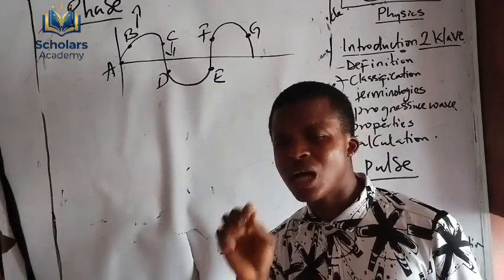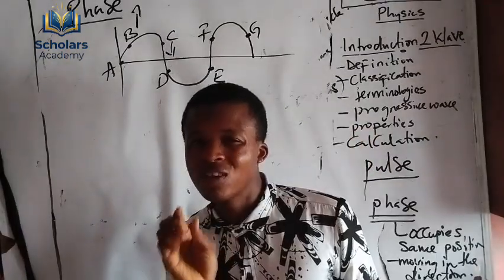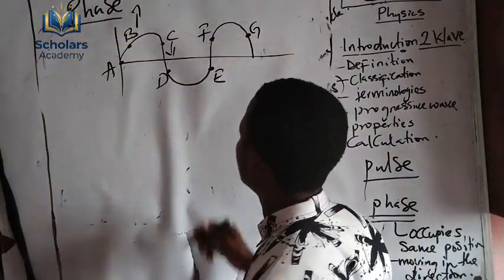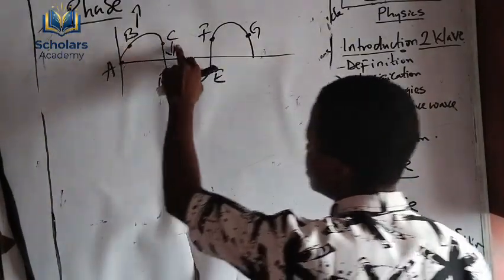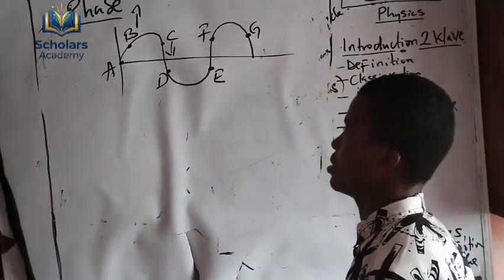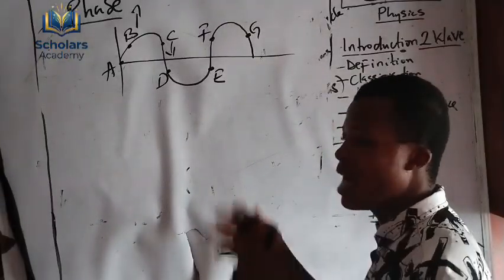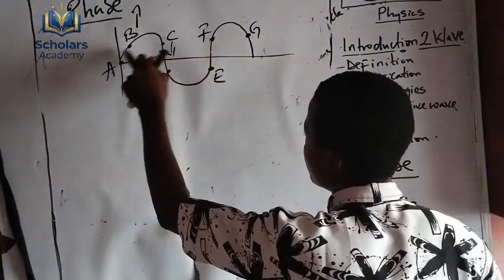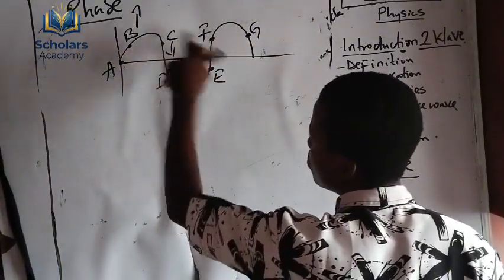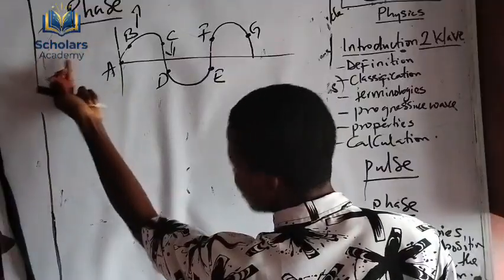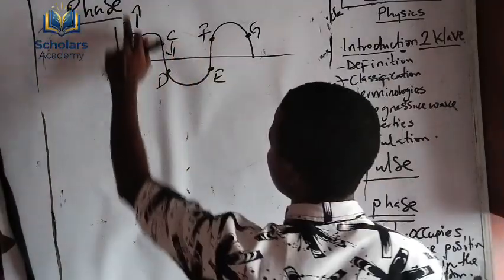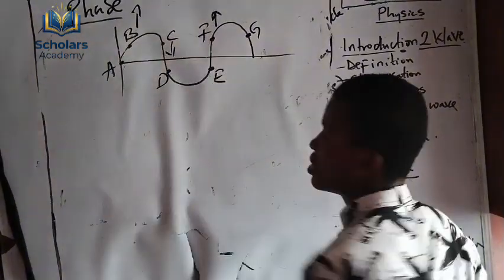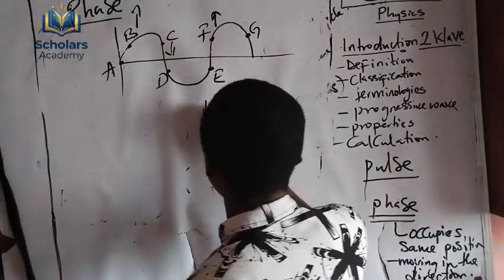Now, another funny thing is that if it is out of phase, we will be talking about phase angle and phase difference. Let's move on. B and C are not in phase. That means they are out of phase or anti-phase. Now let's look at B and F. You notice that B and F are at the same position, on the other side, and B is moving up. F is also moving up. So B and F are in phase.